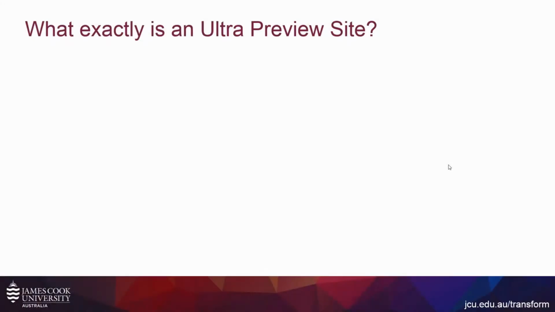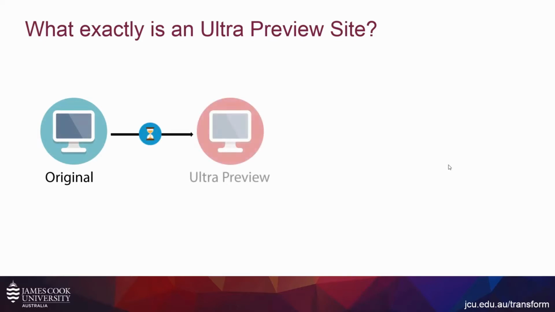But what exactly is an Ultra Subject Preview site? Briefly, an Ultra Preview site is the result of an automated conversion of files that exist in a LearnJCU original subject site. It is a copy, so this is a non-destructive process. All the content and student data from your original site stays intact. It is private and will never have students enrolled in it.